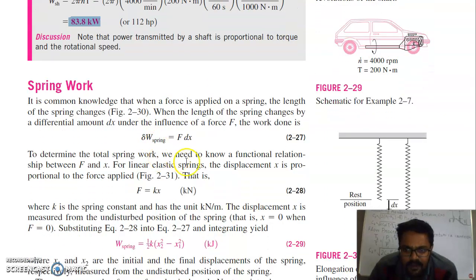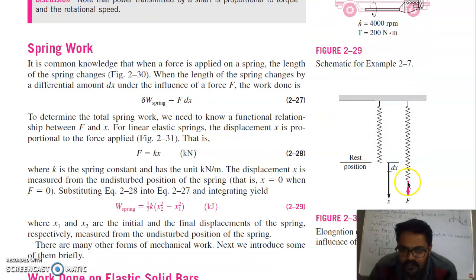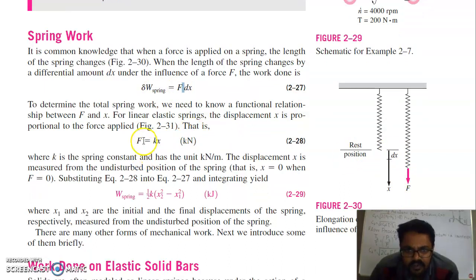Next, spring work. Suppose you have a spring at its rest position. When you apply some force on the spring, it will deflect, or you can say its length will increase by dx amount. So what is the work on the spring? When the length of the spring changes by a differential amount dx under the influence of force F, the work done is F times dx. Whatever force is applied, whatever the change in the length of the spring, F is equal to kx for a linear elastic spring.